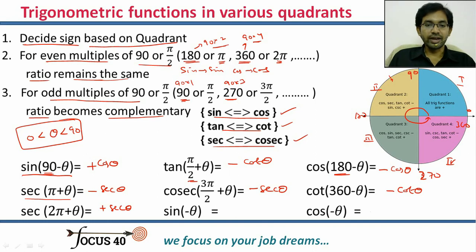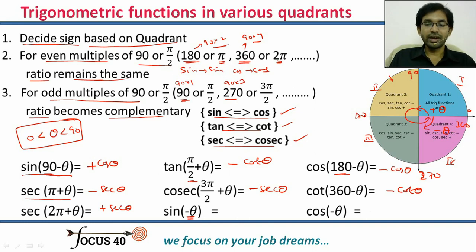Next, sine of minus theta. Here we are seeing minus theta. Till now we have only seen positive angles, but here we have a negative angle. So what is a negative angle? If we go in the anti-clockwise direction, we take it as a positive angle. If we go in the clockwise direction, we take it as the negative of the angle.